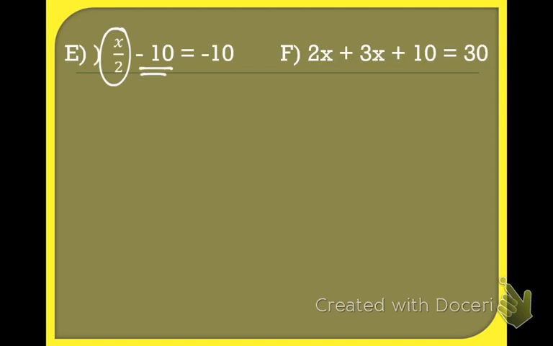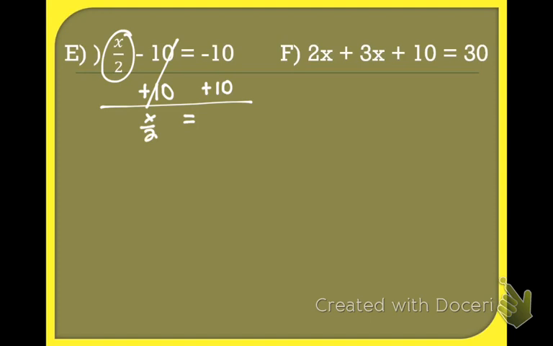This right here told me that I have a negative 10. The opposite of a negative 10, or subtract by 10, would be what? Positive 10 or add 10. If I add 10 to the left side, I have to add 10 to the right side. This will cancel out. Now on the left side, I'm left with x divided by 2. Coming over here to this right side, negative 10 plus 10 equals what?